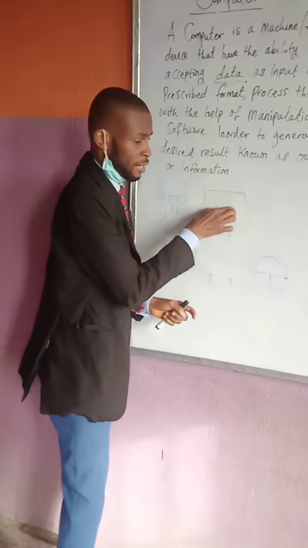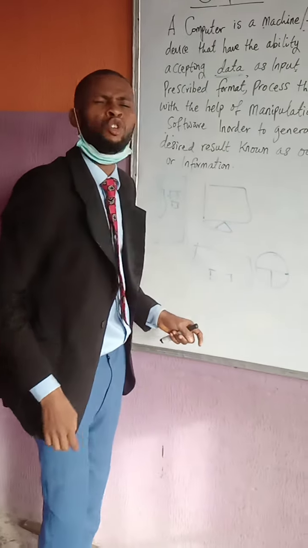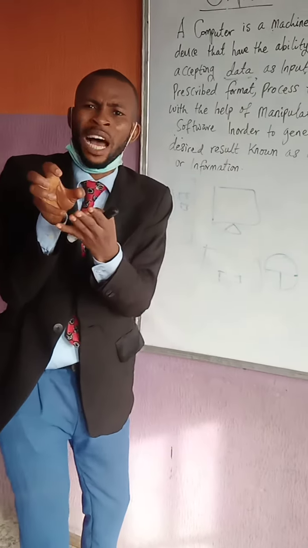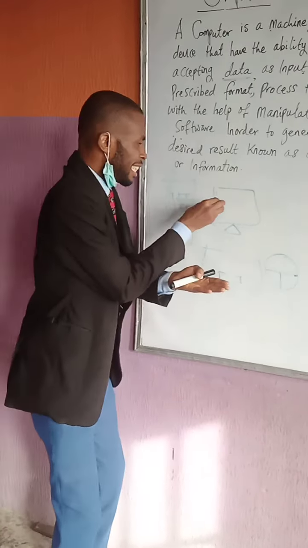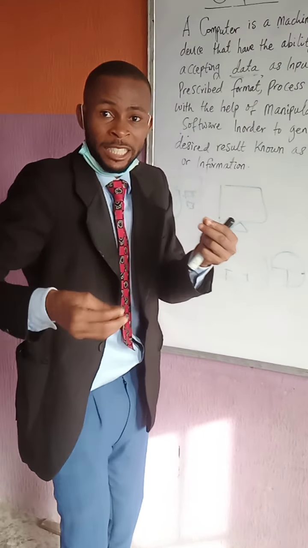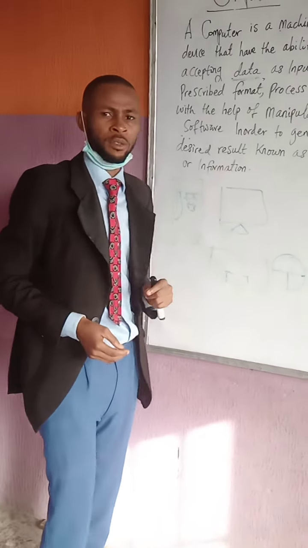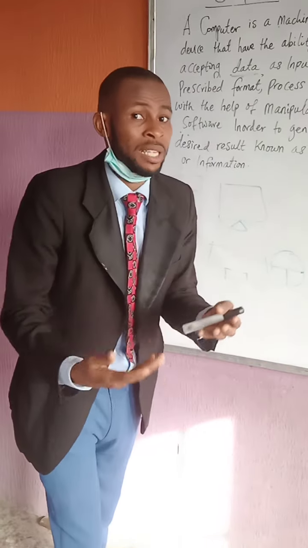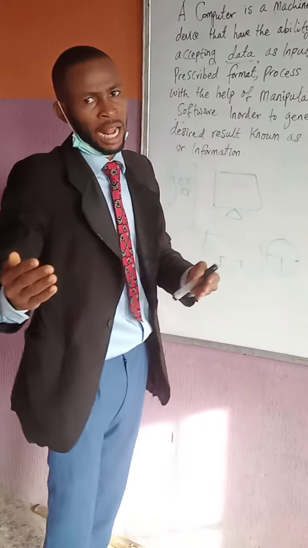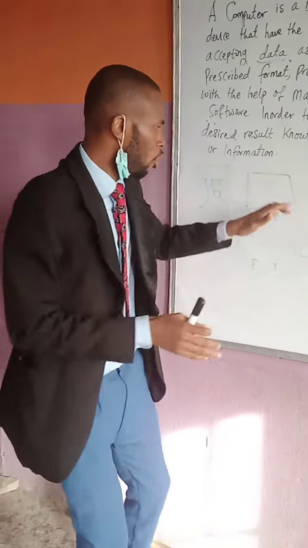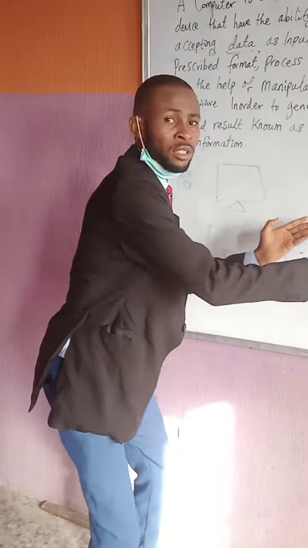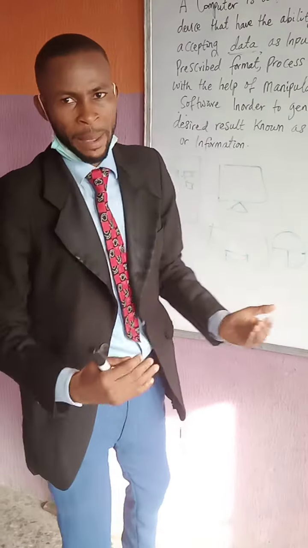But that information you are seeing on the screen of your monitor is called soft copy information. The soft copy is the result generated on the screen of your monitor that you can still correct or delete. But when you print it out on paper, it becomes hard copy. So if somebody asks you to differentiate between soft copy and hard copy, you will say soft copy is the one on the screen of your monitor, while the hard copy is the one on paper or printed paper.